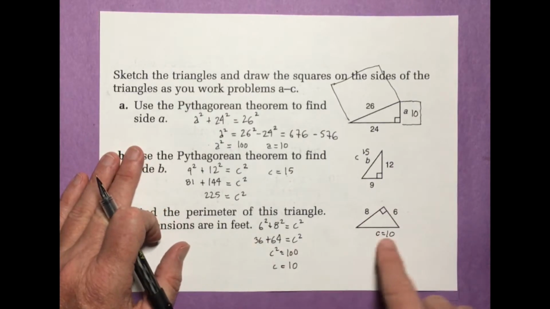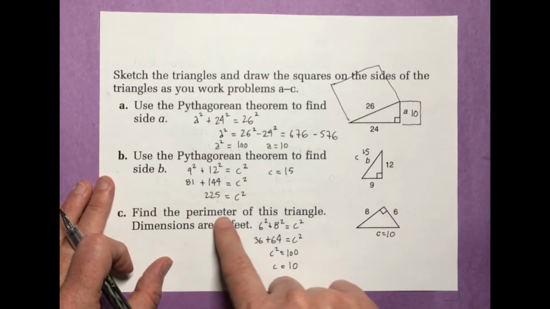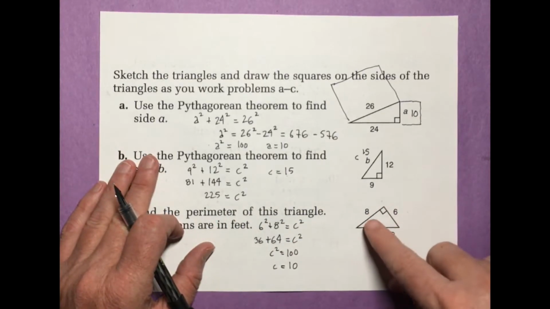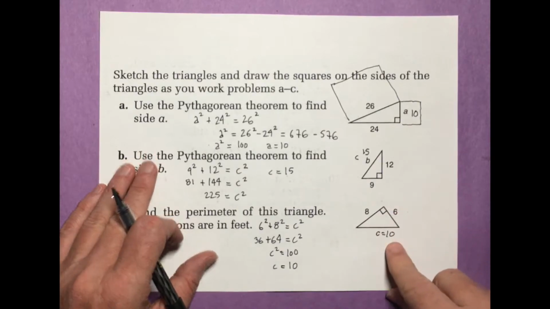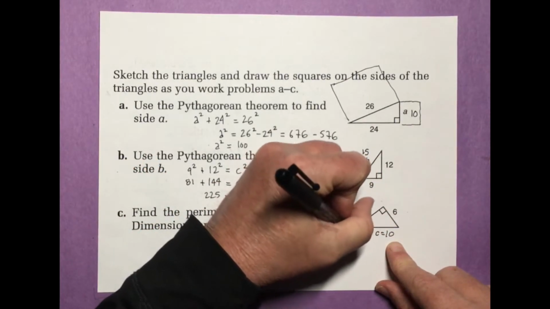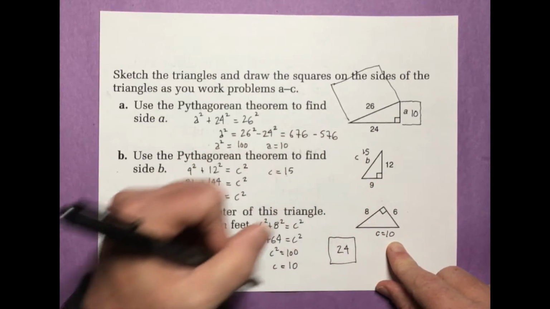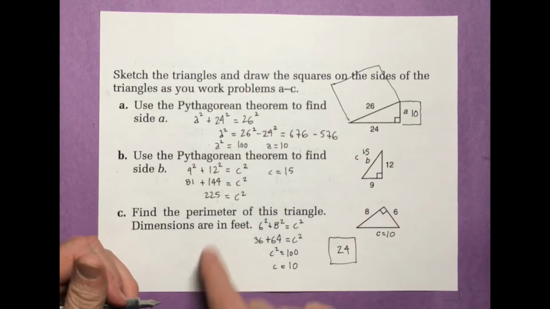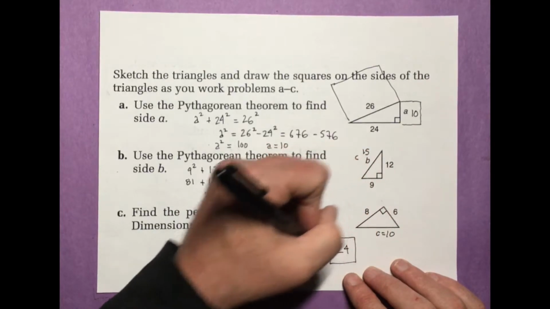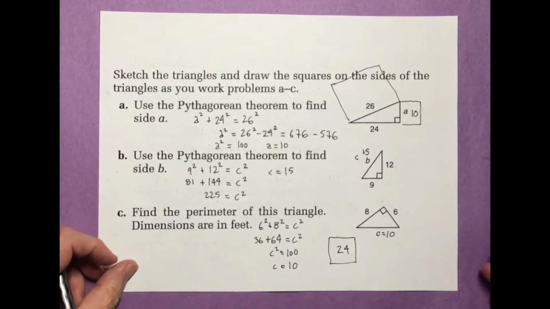Now, this is not asking for the length of C. Specifically, it's asking for the perimeter of this triangle. Well, now that we know C, the perimeter is just the sum of the sides. So 8 plus 6 is 14, plus 10 is 24. So there we go. Let's finish it off and make sure we're actually answering the question. I don't know what the units are. Oh, it's in feet. Sorry. So that's 24 square feet. 24 square feet. All right.